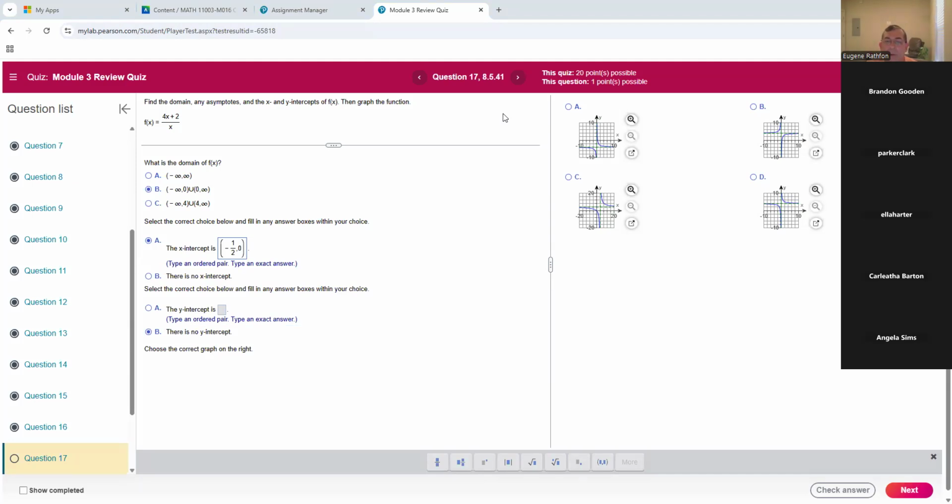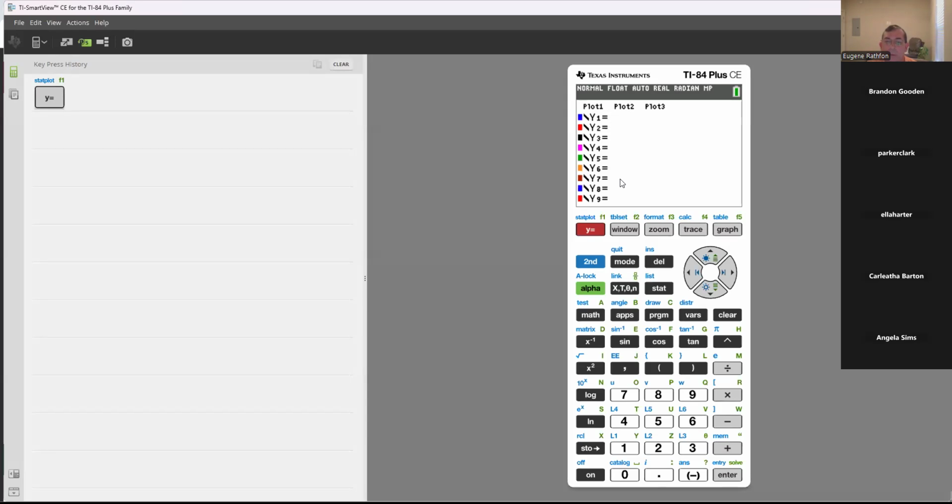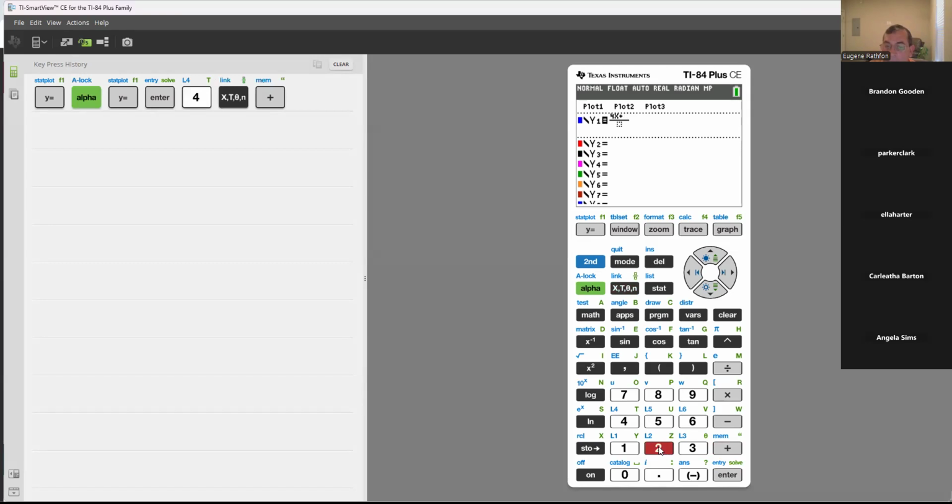So to graph that, I'm going to go to y equals. I'm going to make it look like a fraction, so I'm going to hit the green alpha button and the y equals and enter. On top, I had 4x plus 2. And then arrow down, the bottom, I had an x. If you don't use fraction notation when you put this in, you need to put the 4x plus 2 in parentheses and then divide by the x. Okay?